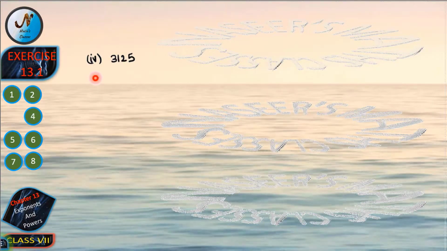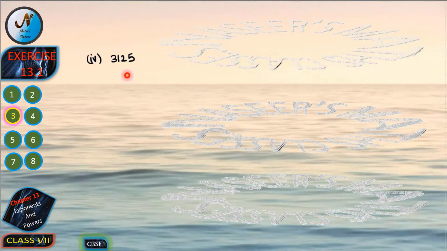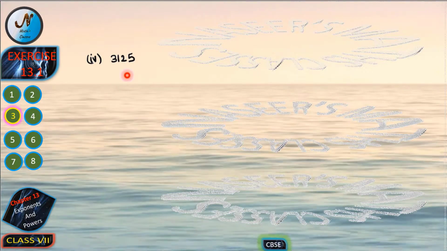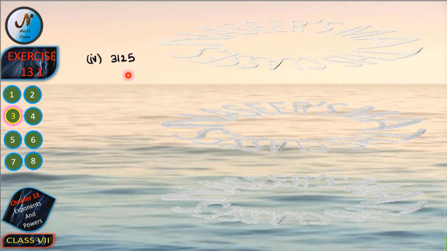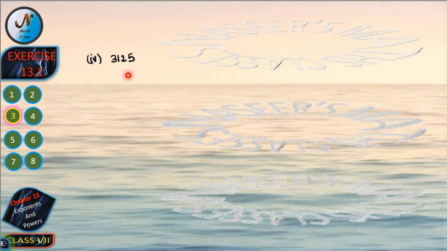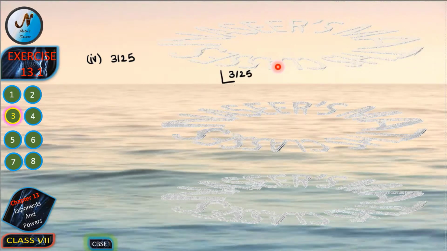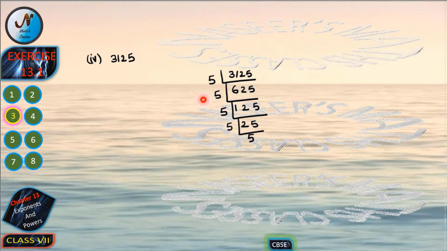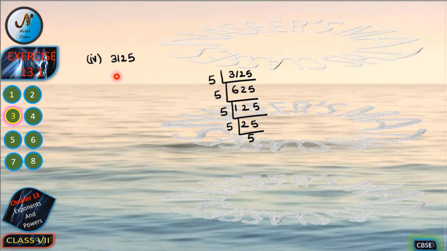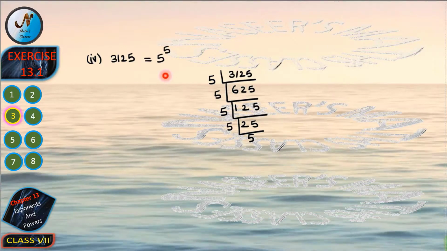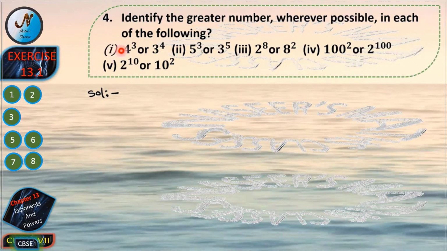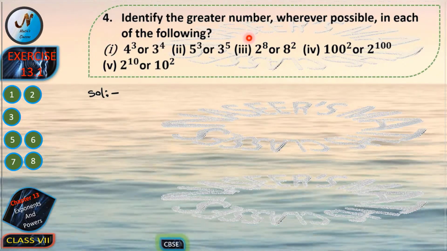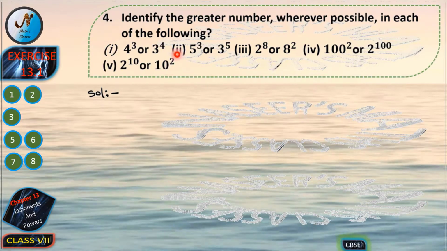Next fourth one, 3125. To express this into exponent notation, we have to find the prime factors of 3125 by prime factorization method. So after dividing we get 5 5's. So 3125 is written as 5 power 5. Now we are going to solve the fourth problem. In this problem it is given that identify the greater number wherever possible in each of the following.